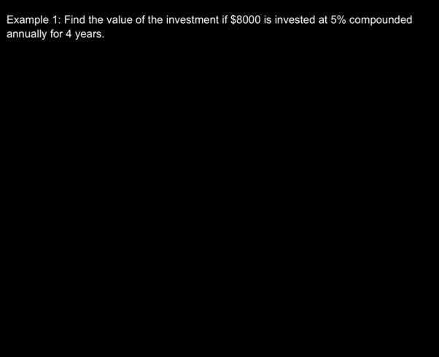We want to find the value of an investment if $8,000 is invested at 5% compounded annually for 4 years. Well, first of all, I'm going to introduce you to the compound interest formula. I'm going to call it final amount equals P, which is the principal, the original money invested, times 1 plus R, which is the rate, to the power of N, which is the number of terms.